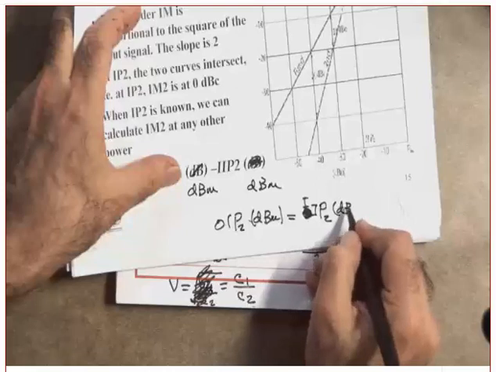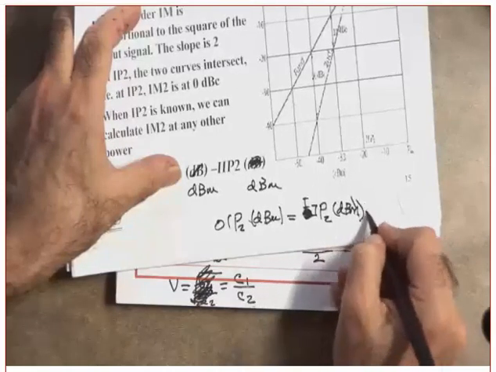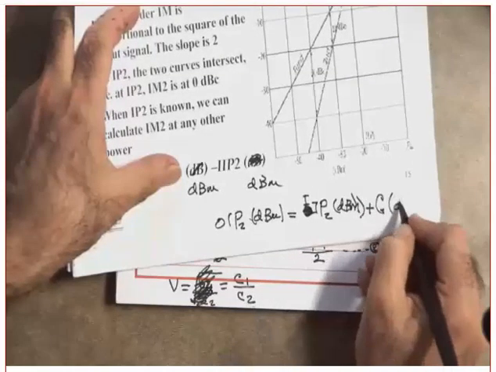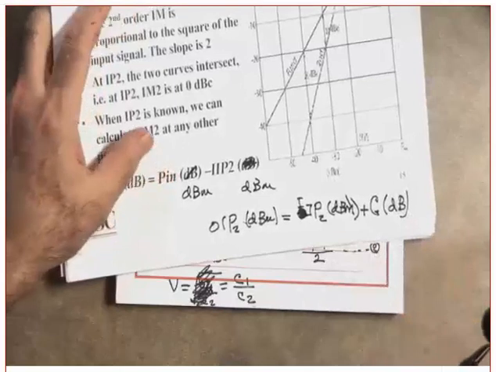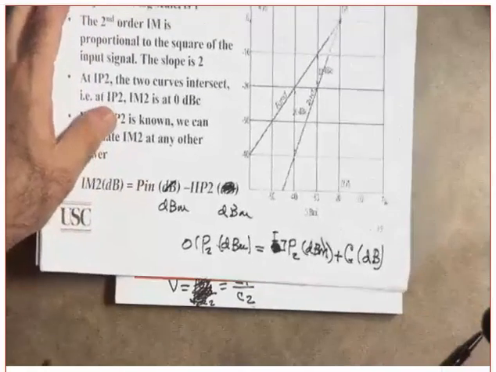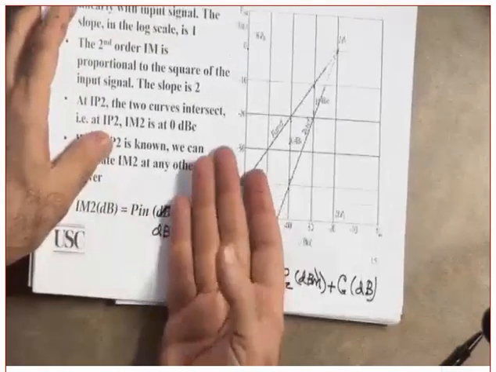IIP2 in dBm plus what? G in what? dB. Are you following? G in dB. Clear? Yes or no? Okay, good.